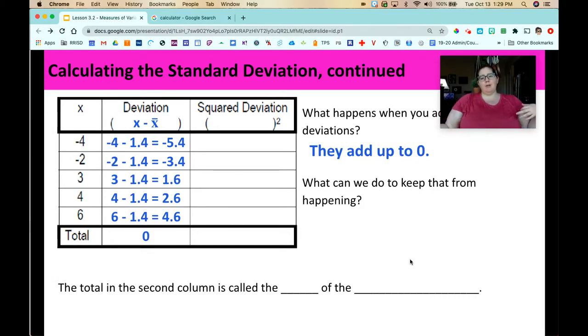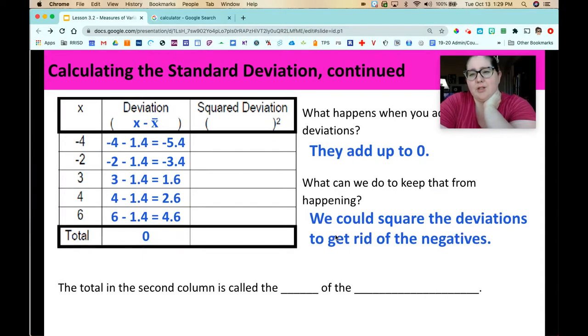Well, one option would be to take the absolute value of the deviations and just do positive numbers. But we're not going to do that, because statisticians like to do things a more complicated way. There are reasons for this, but it's not something I'm going to get into in this lesson. What they do instead of just making the numbers positive is they square them. So we're going to square the deviations. Remember, square means multiply by itself. We're going to multiply each deviation times itself to get the squared deviation. So the squared deviation is x minus x bar, the number minus the mean, and then we take that deviation and square it, or multiply it by itself.